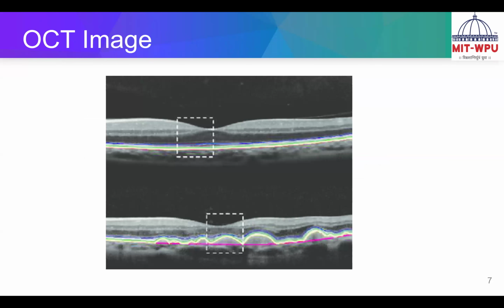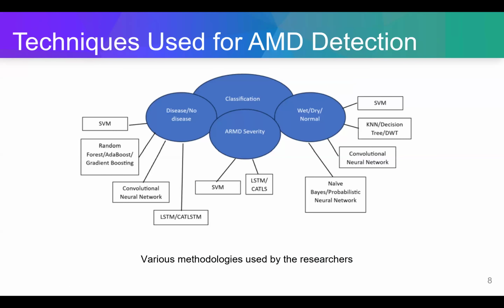So it is an OCT of a normal eye, and the second one is an OCT image of an eye which has drusen. These abnormalities are called drusen. So this is an affected eye, that is, an age-related macular degeneration eye OCT image.